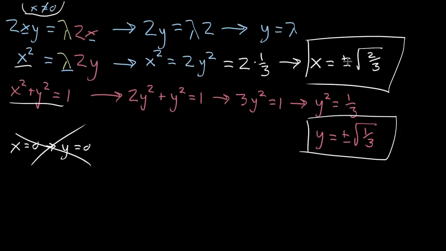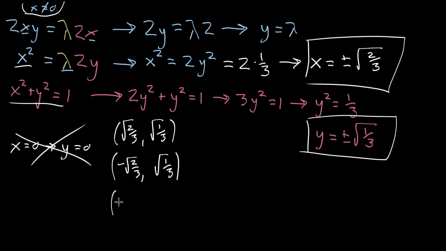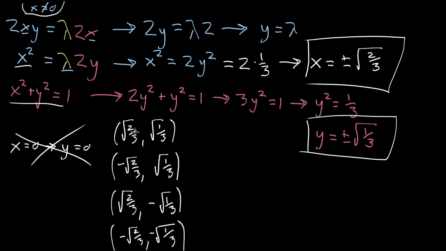So just to make it explicit, the 4 points that we're dealing with, I'll write them all here. So x could be the square root of 2/3, and y could be the positive square root of 1/3. And then we can basically just toggle. Maybe x is the negative square root of 2/3, and y is still the positive square root of 1/3. Or maybe x is the positive square root of 2/3, and y is the negative square root of 1/3. Kind of monotonous, but just getting all of the different possibilities on the table here. X is negative square root of 2/3, and y is negative square root of 1/3. So these are the 4 points where the contour lines are tangent.